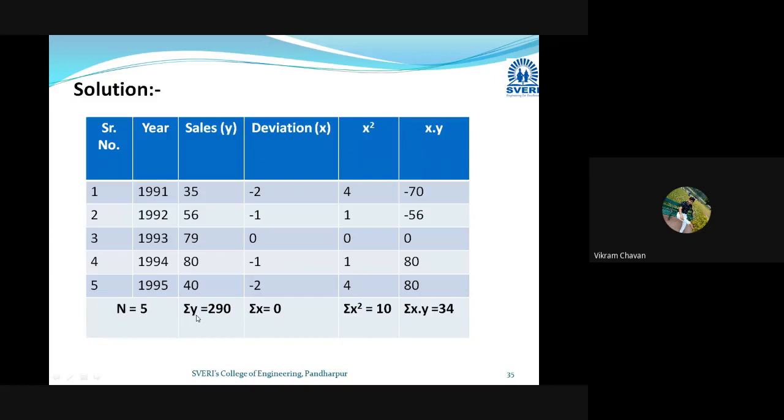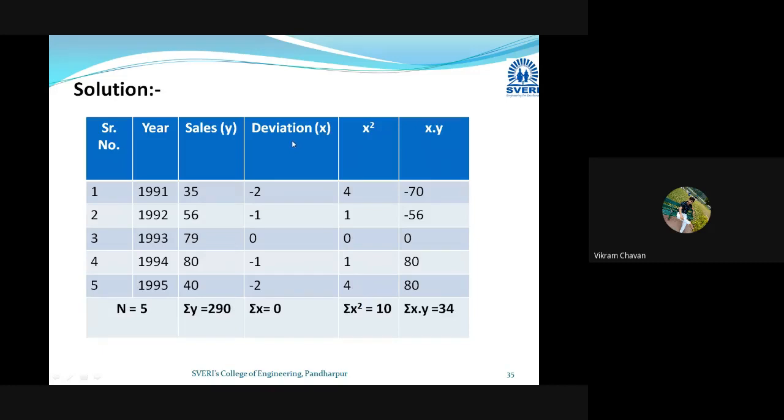So summation of y is nothing but addition of all these particular sales values: 35, 56, 79, 80, 40, addition of all these sales values for the 5 years. So that will be the summation of y. So summation of y becomes 290. Okay. Next column is nothing but the deviation.